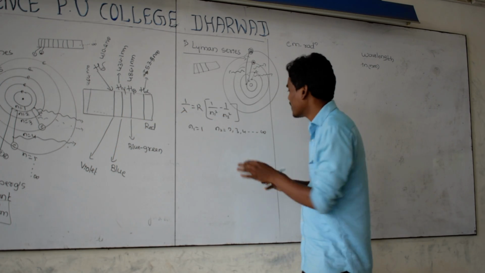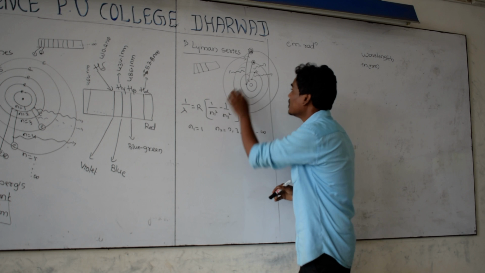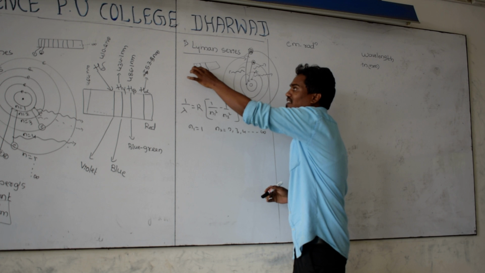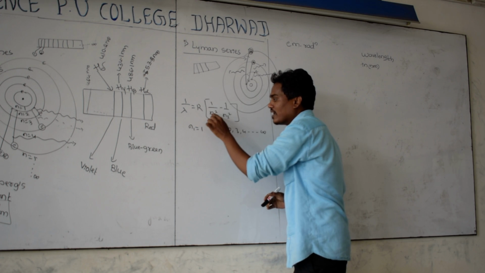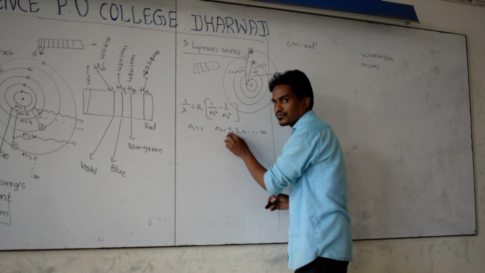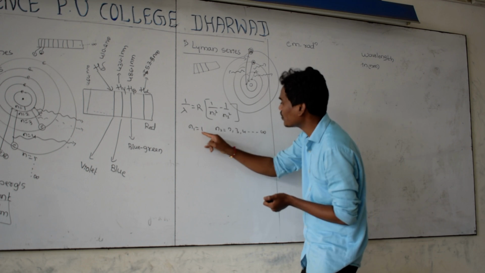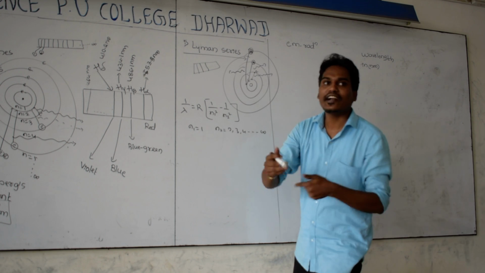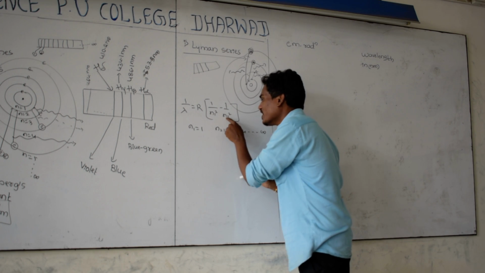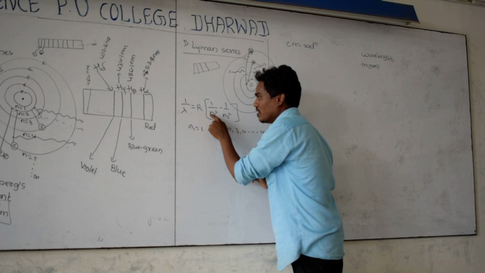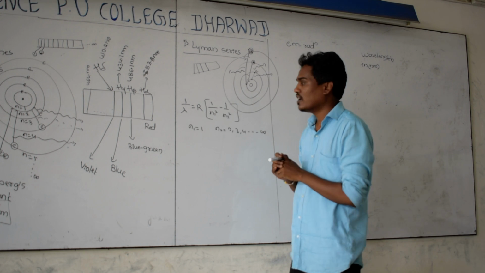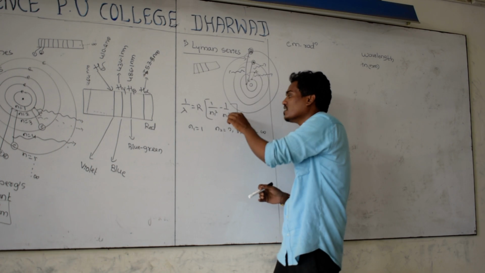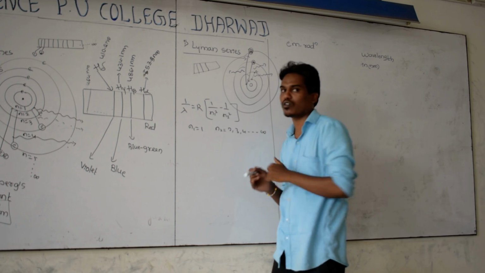Whenever the electron is jumping from the second orbit to the first orbit, it releases energy. In order to find the wavelength of that spectral line, use this formula, with n1 as 1 and n2 as 2. Whenever the electron jumps from the third orbit to the first orbit, it releases energy. To find the wavelength of that radiation, substitute 3 and 1 and you get the lambda value. Whenever the electron jumps from the fourth to the first orbit, it releases energy, substitute 4 and 1 and find the value.